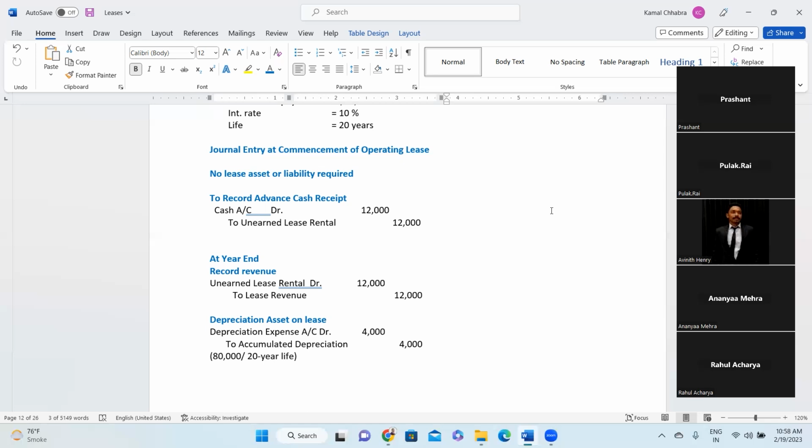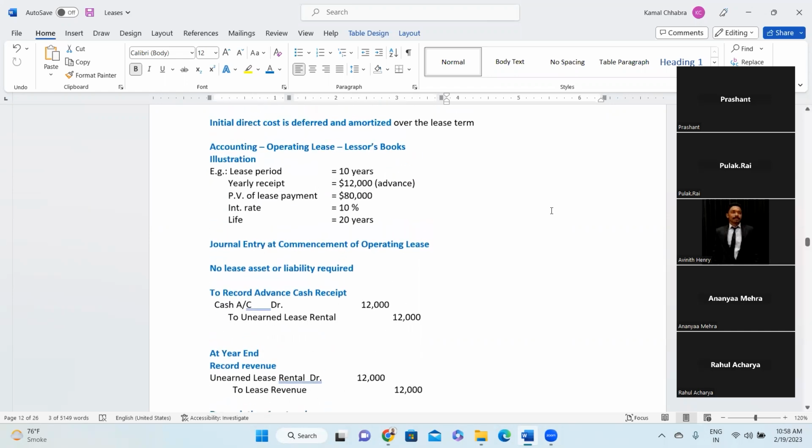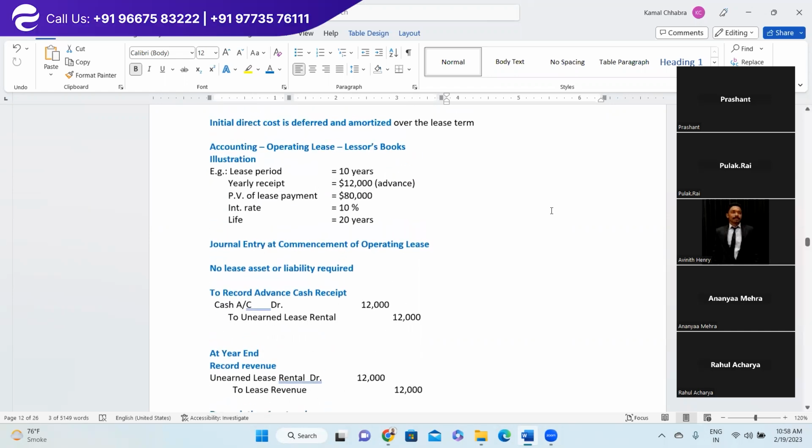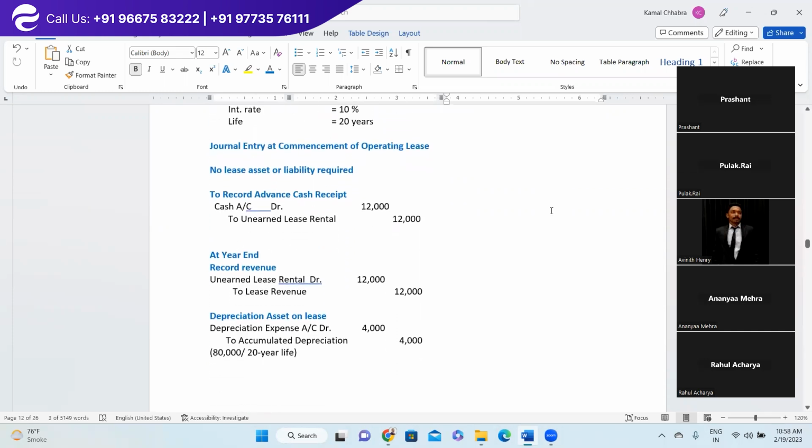And the third entry is the depreciation, as this is your fixed asset. So you need to recognize the depreciation on that asset. So the depreciation entry is depreciation expense account debit to accumulated depreciation. How have you calculated 4,000? The life is given as 20 years and the present value of the lease payment, we are assuming, is the fair value of the asset, or you can say the book value of the asset, right? So 80,000 divided by 20 years, 4,000 on a straight line basis of depreciation will be recognized.